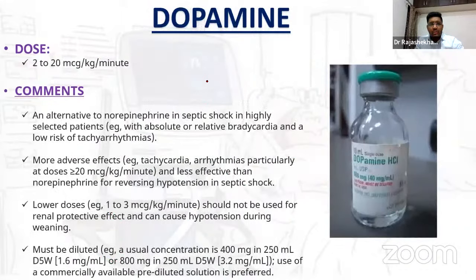Dopamine is usually used at 2 to 20 micrograms per kg per minute. It is an alternative in septic shock in highly selected patients. For example, if your patient has bradycardia and is at low risk of tachyarrhythmia, you can give this patient dopamine. There are more adverse effects with dopamine, so you should be very, very careful.